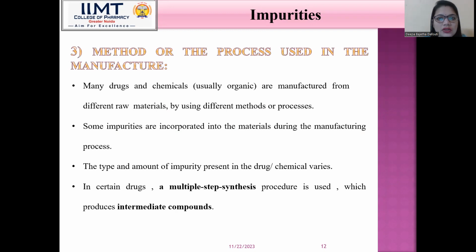Next is method or the process used in the manufacture. Many drugs and chemicals, usually organic, are manufactured from different raw materials by using different methods or processes. Some impurities are incorporated into the materials during the manufacturing process. The type and amount of impurity present in the drug or chemicals varies. In certain drugs, a multiple step synthesis procedure is used which produces intermediate compounds.